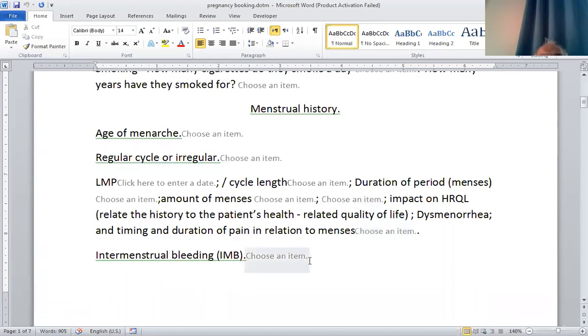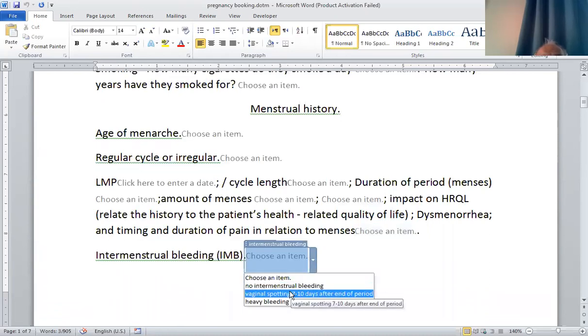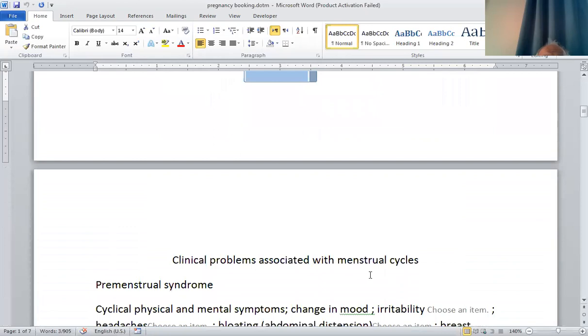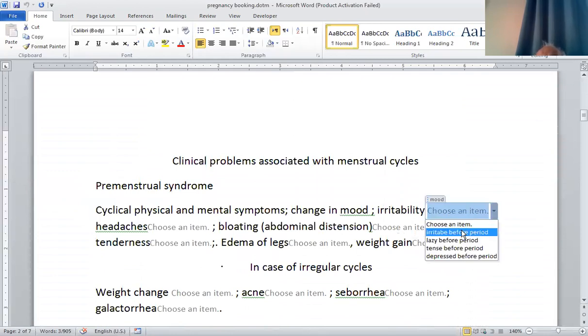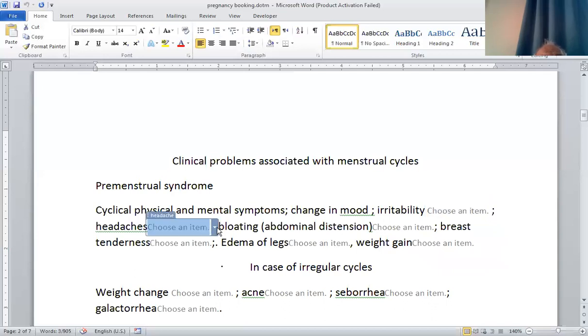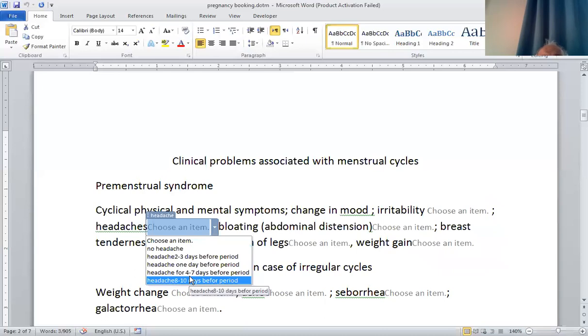We ask if she has intermenstrual bleeding, spotting, or heavy vaginal bleeding, and whether it occurs 1 week or 5 days after the end of menstruation. We are going to ask about symptoms associated with menstrual cycles, premenstrual syndrome. She has mood change, irritability, laziness, tension, or depression. She has headache, days before the period, or 5 days, or 10 days, and so on.